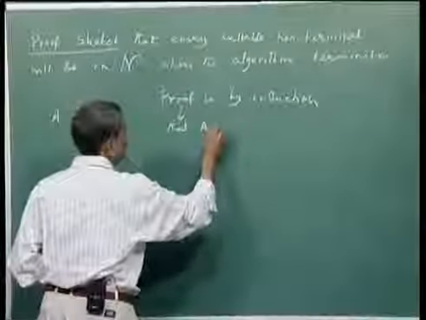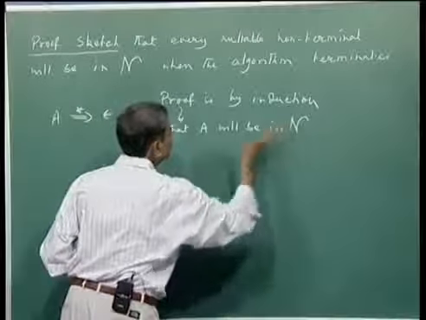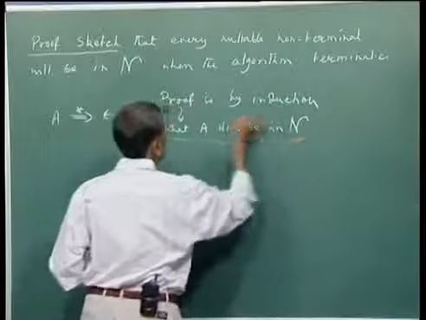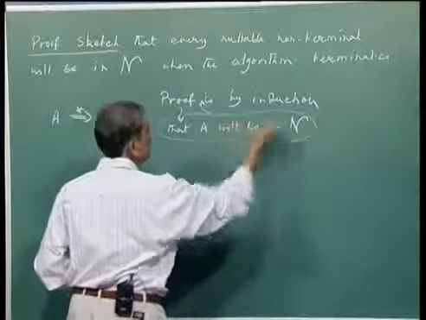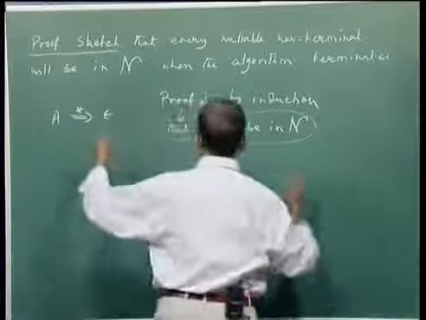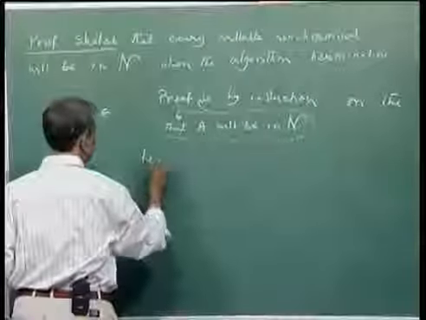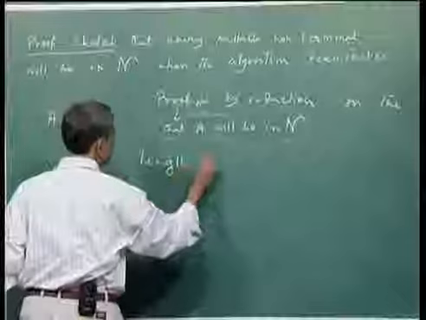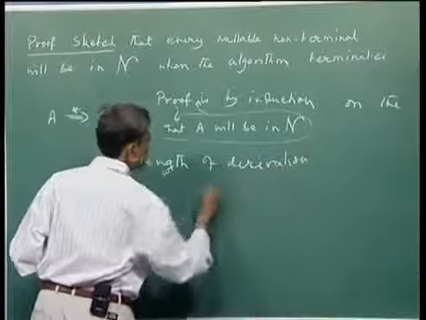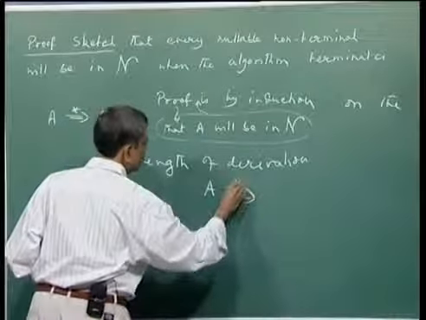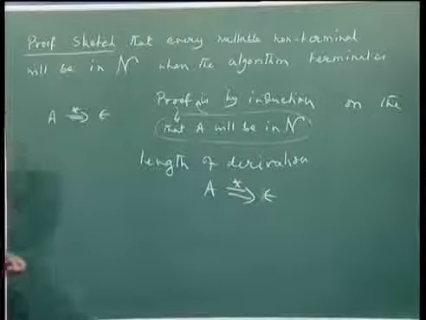Proof of what? Let me write this: proof that A will be in N. This proof is by induction on the length of the derivation which gives the empty string from A.